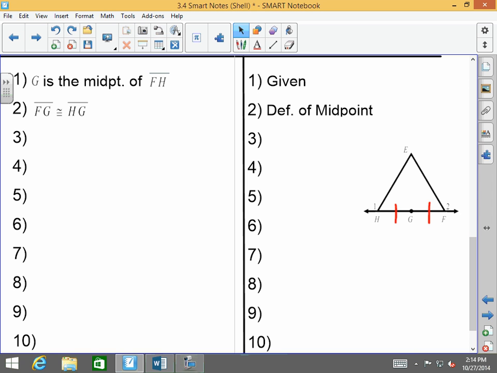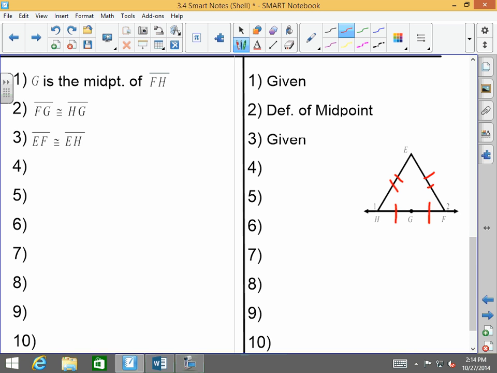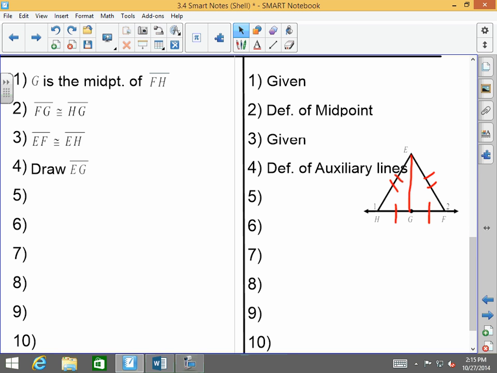We're going to draw a line soon. But first, let's look at our other given. EF is congruent to EH. That is also a given. So EH is congruent to EF because of given. And now you took the words out of my mouth. Draw EG. You draw EG because definition of auxiliary lines. And let's hold right here and pause for announcements.